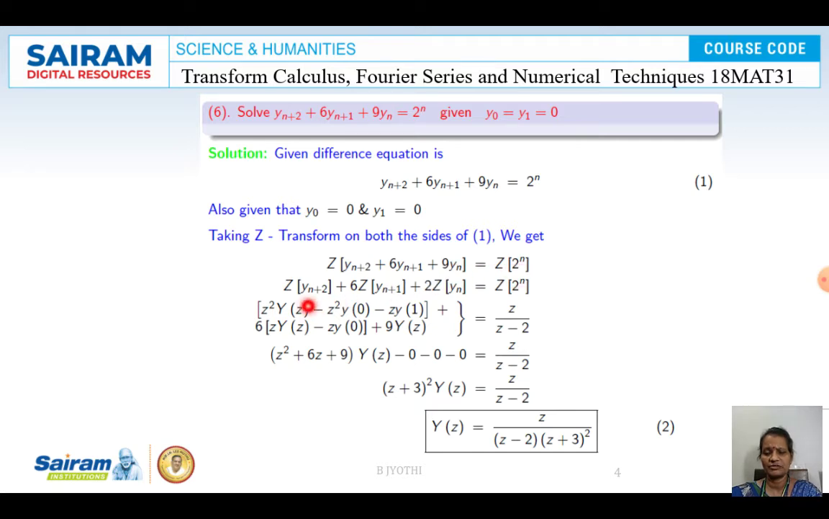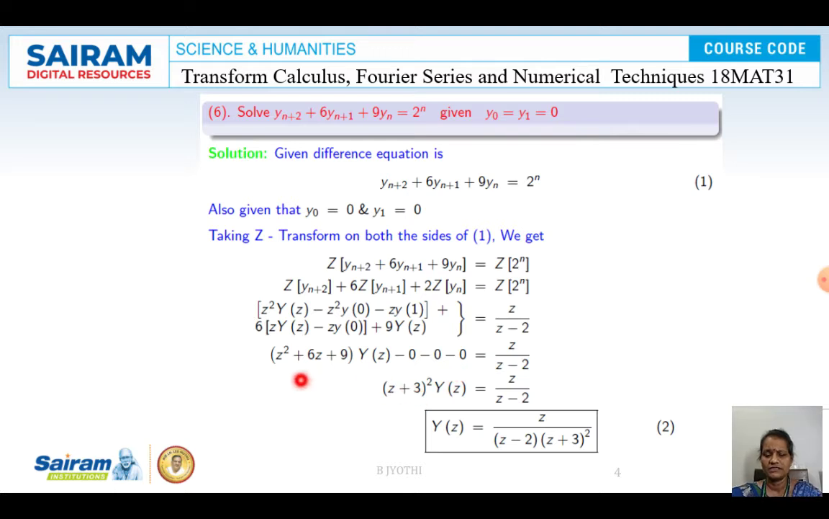Let us apply the shifting property individually. Then we know that Z transform of y of n plus 2 is z square Y of z minus z square y of 0 minus z into y of 1, plus 6 times z Y of z minus and so on. So this is applied, and on the right hand side Z transform of 2 power n is z divided by z minus 2. Then what we are getting is z square plus 6z plus 9 times Y of z minus 0, 0, 0, because y of 0 is 0 and y of 1 is also 0.